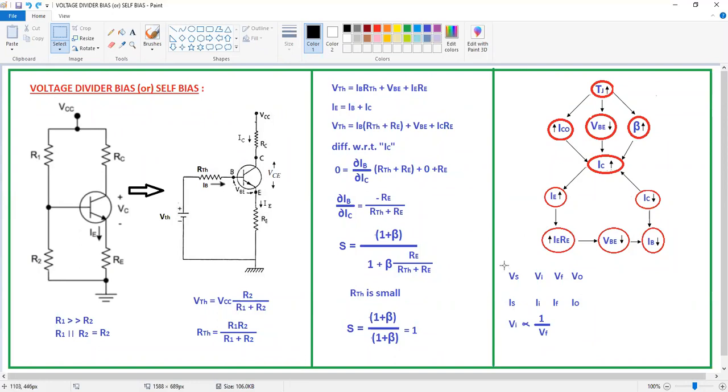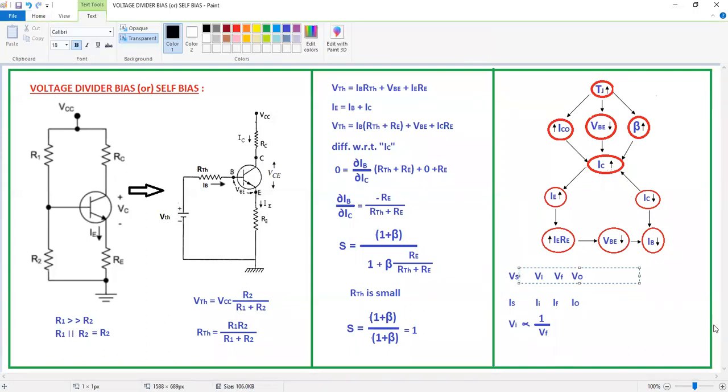Now for that explanation, please see here. Here there is a source signal, input signal, feedback signal, and output signal. Now here the source signal is equal to input signal plus feedback signal. Always the source signal is nothing but the supply. Here the source signal is equal to the input signal plus feedback signal.